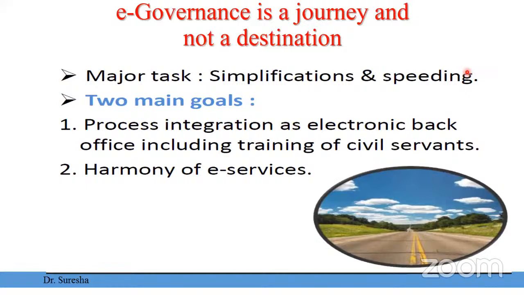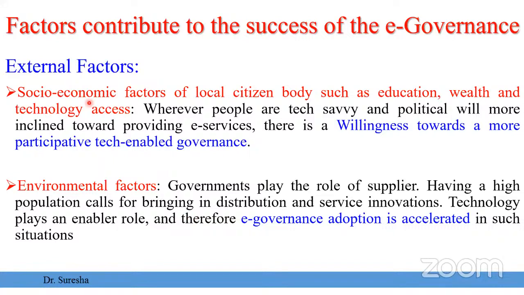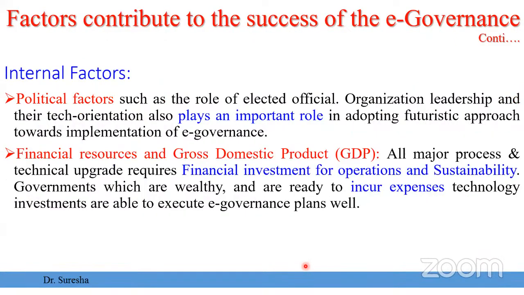E-governance is a journey and not a destination. Major goals are tax simplification and speed. The process of integration is an electronic back office, including private and civil servants, and harmony of these services. Factors contributing to the success of e-governance: external factors, such as socio-economic factors of local citizen bodies like education, wealth, and technology access. Environmental factors are also very, very important. Internal or political factors are very, very important. They are the ones that will decide whether e-governance is implemented or not.